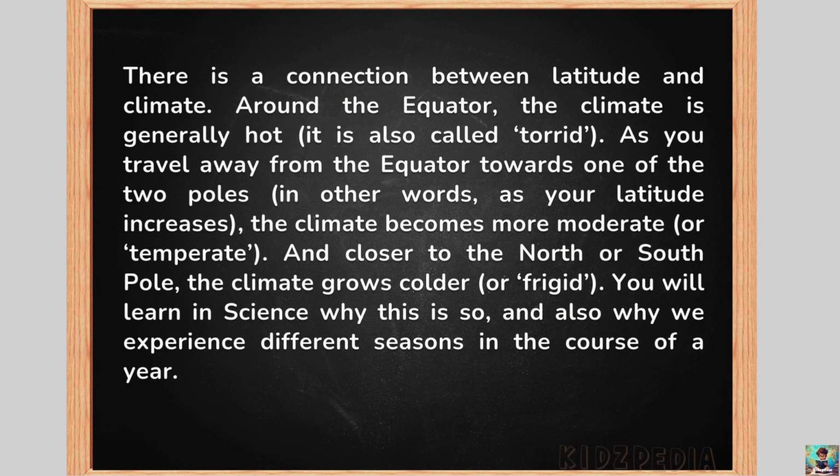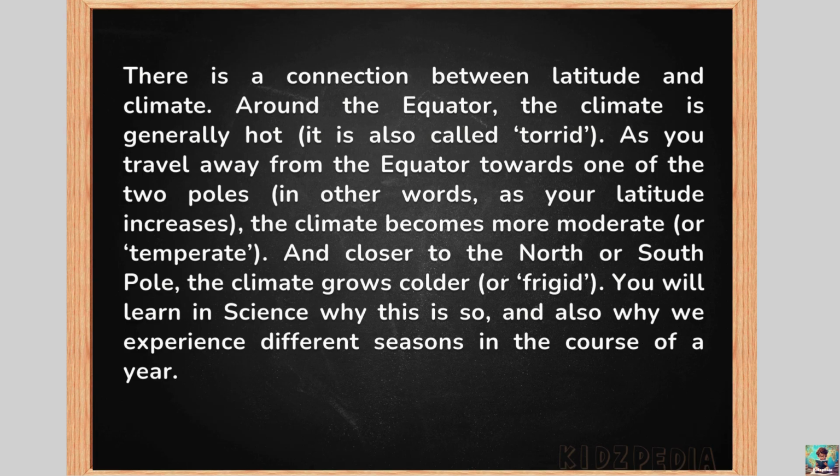There is a connection between latitude and climate. Around the equator, the climate is generally hot. It is also called torrid. As you travel away from the equator towards one of the two poles, in other words, as your latitude increases, the climate becomes more moderate or temperate, and closer to the north or south pole, the climate grows colder or frigid. You will learn in science why this is so and also why we experience different seasons in the course of a year.